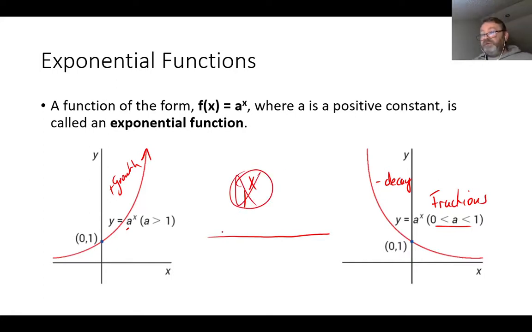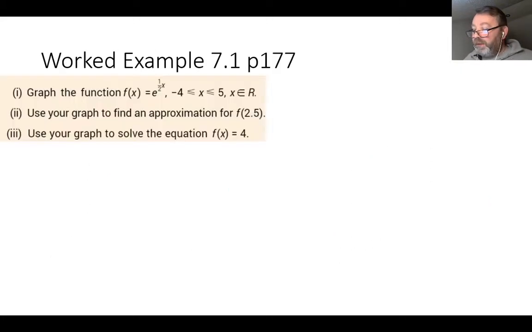Okay? So I just want you to notice the two types of exponential graphs we have, the growth graph and the decay graph, which are both exponential functions based on having a base that's greater than 1 or a base number that's in between 0 and 1. So let's take a couple of examples and work these things through. Worked example 7.1, page 177. It is done in your book. I'm just going to do it here just in order to make sure that we understand how these things are done properly.